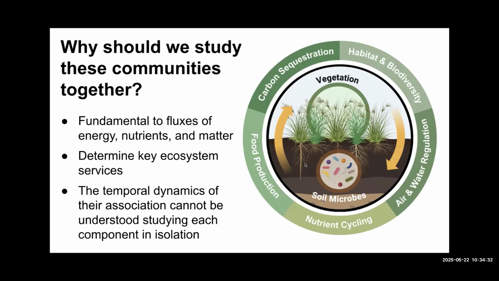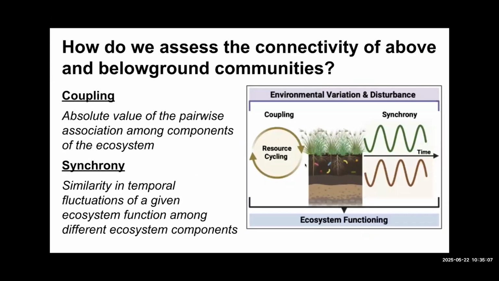So while studying these communities together, we can get great insights for the ecosystem. These communities are fundamental to fluxes of energy, nutrients, and matter of the ecosystem. So plants fix carbon and microbes recycle these nutrients. So they both are fundamental to the ecosystem. They also determine key ecosystem services such as food production and nutrient cycling, and both are important. And they are also temporally dynamic and interdependent. So the consequences of their association cannot be fully known if we study them in isolation. So next, Francis will talk about how we assess the connectivity of above and below ground communities. So Francis, take it away.